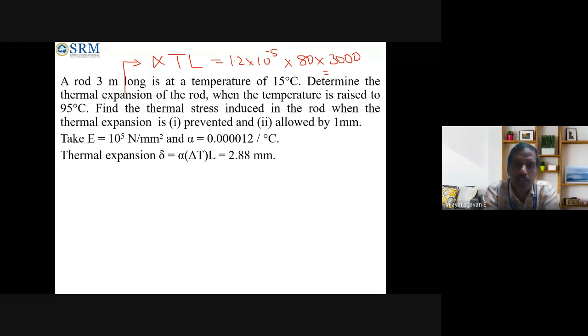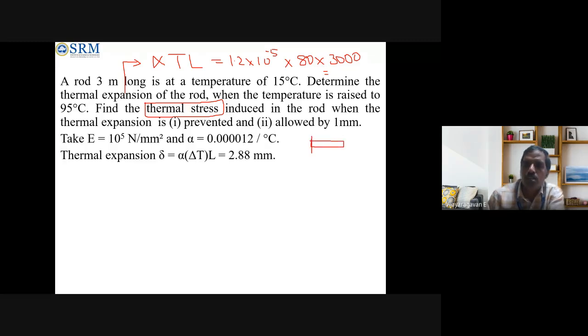I hope this calculation is simple and clear. Like this you may get some MCQ questions. So the first part is completed. Now coming to the second part, we have to find the thermal stresses. Calculate the thermal stress when the thermal expansion is prevented, and second condition when it is allowed by 1 mm.